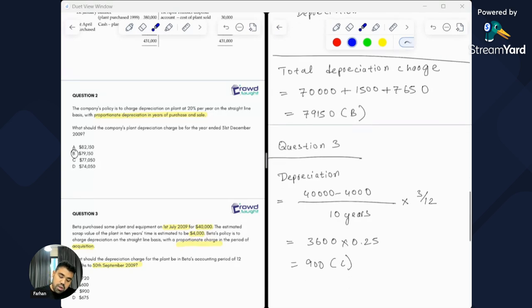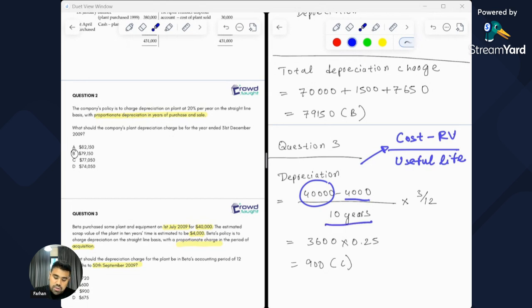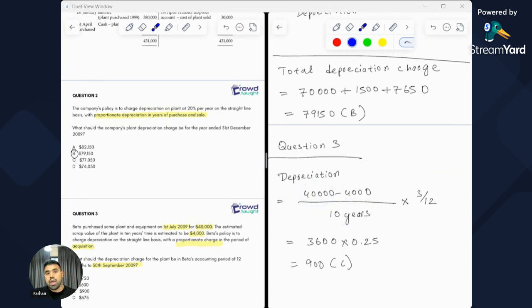Okay, so in this case, this is also a straight line method. We find the depreciation by finding the difference between the cost and the residual value, or the cost and the scrap value, and then dividing it with the useful life. All right. So the cost is $40,000. The scrap value is $4,000, which I'm subtracting from the cost, and then I'm dividing it with the useful life of 10 years. And then, because we apply a proportionate charge in the year of acquisition or in the year of purchase, we're multiplying 3 over 12, which means that this plant has been used for 3 months.